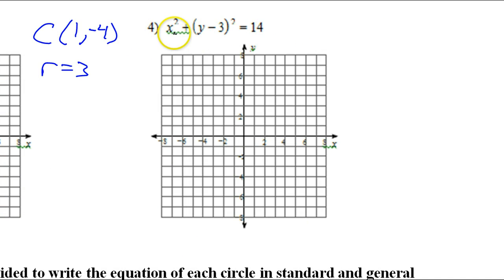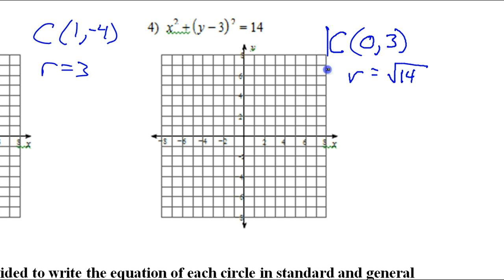Number 4. See how this one is not adding or subtracting anything? That's because the x value is 0. And then the opposite of that is 3. So my center is (0, 3). Now my radius is the square root of 14. Okay? So those are the answers I need.